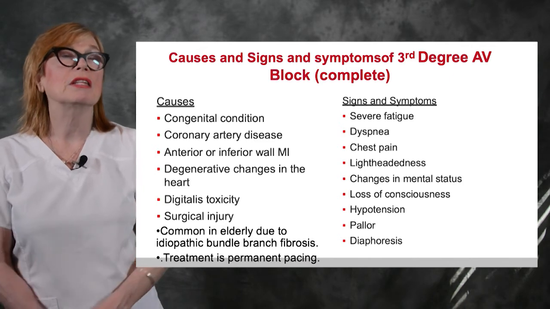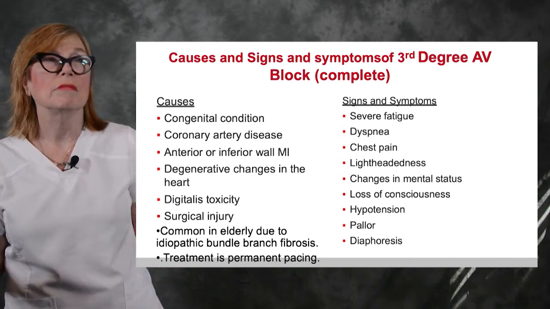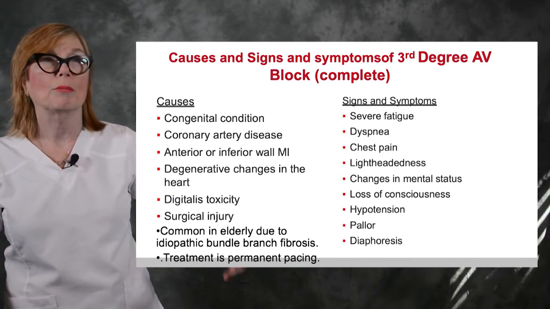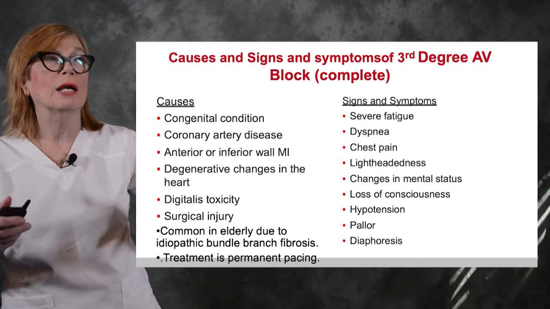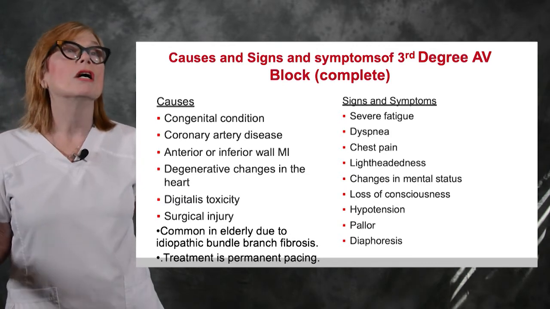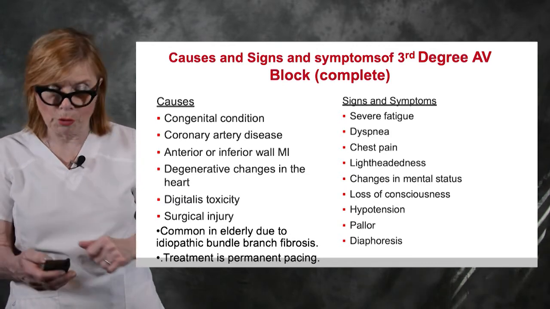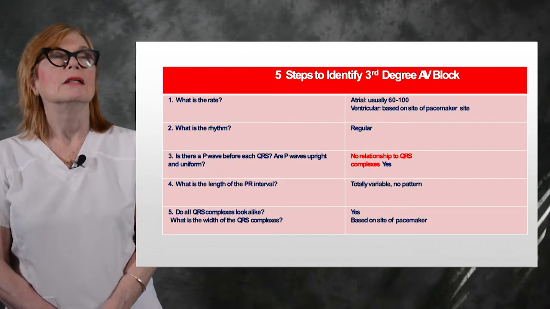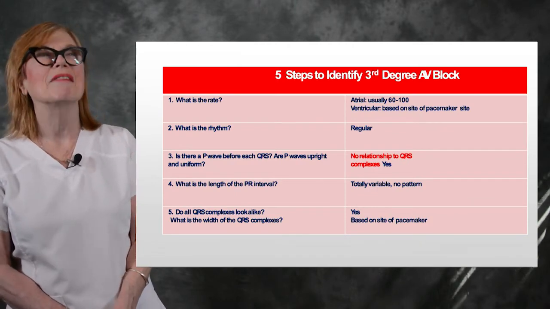Now, obviously, these patients lose consciousness. They don't have adequate cardiac output. They're profoundly hypotensive. They have some warning signs with diaphoresis and pallor, severe fatigue, and oftentimes chest pressure or shortness of breath. Okay, so 5 steps to identify third-degree AV block.